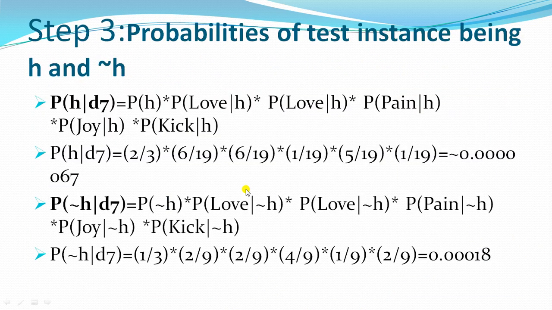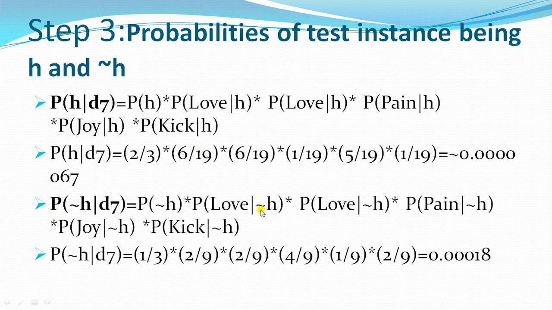Here that formula was P of H, that is the prior probability, into the multiplication of all probabilities related to class H that frequently occur in this particular D7. In the other formula, everything was the same. The point was simple: the class was negation of H. Here it was the yes class, here it was the no class. Out of 19, we had some value, we substituted, and we ended up with a value like 0.00067.